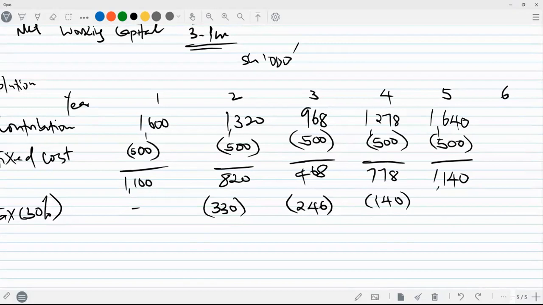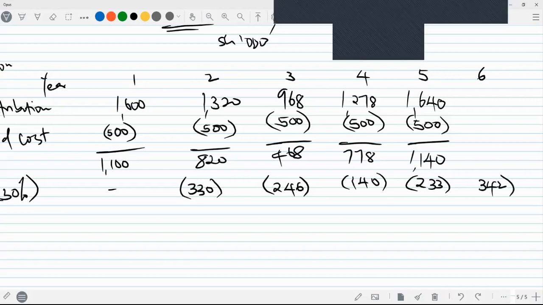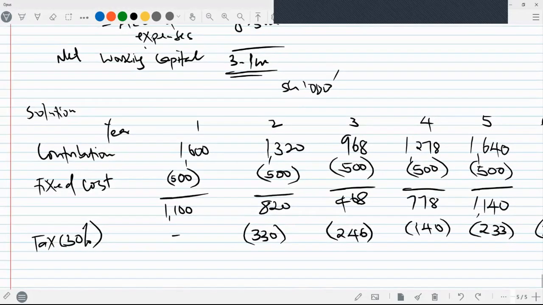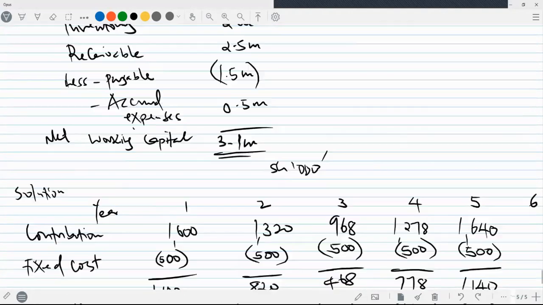Year 5, we pay 233. Year 6, we pay 342. Okay, that's okay. We have a tax saving every year of 270.